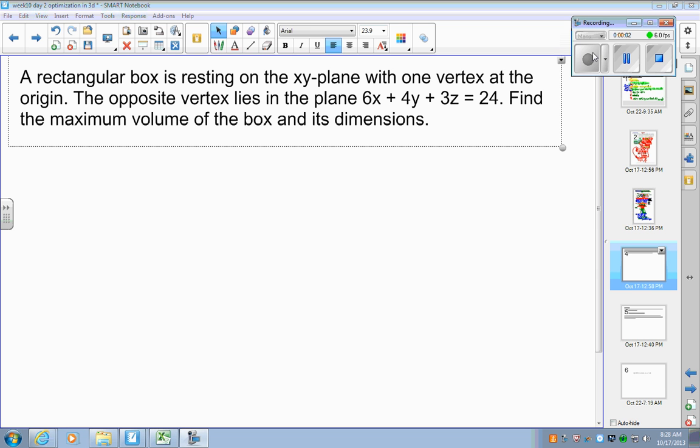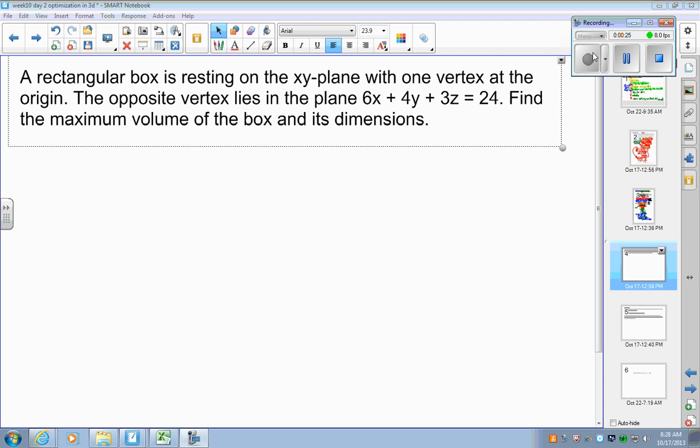All right. So this one's going to be a not symmetric one where the x and the y, or the x and the z, will not be equal and they'll all be unique. Okay. So let's look at this one. A rectangular box is resting on the xy plane with one vertex at the origin. The opposite vertex lies in the plane. Find the maximum volume of the box and its dimensions.